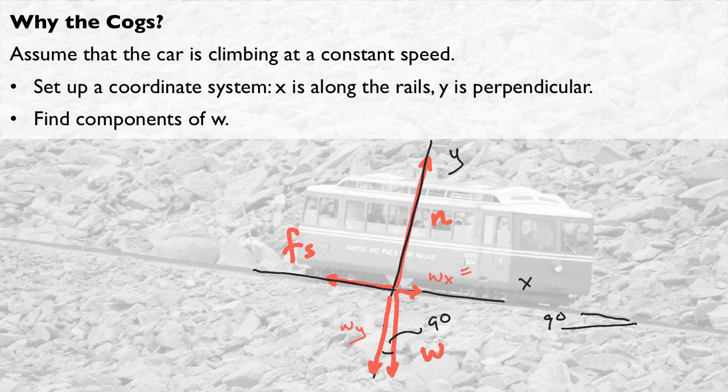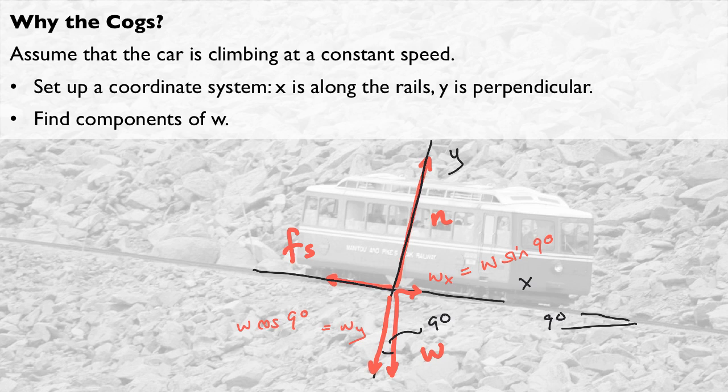Wx is just going to be equal to the hypotenuse W times the sine of 9 degrees. Because if we took that W vector and we made it be down here, it is going to be on the opposite side of the triangle. Wy, on the other hand, is going to be equal to W times the cosine of 9 degrees.